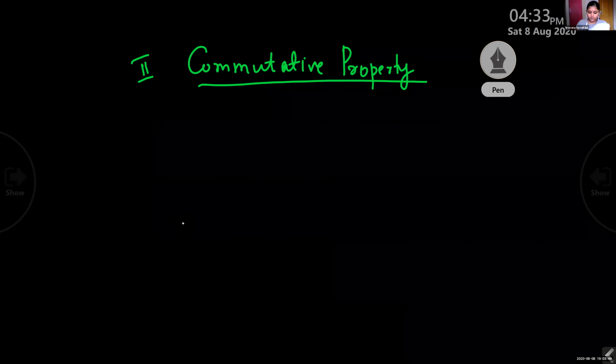Commute. The meaning of commute is to keep one in place of another. Okay, children? Keep one number in place of another, or change the number. The property is the commutative property. So it is like this. See children, I am giving one example. 3 plus 4. What is the answer? 7. And what is the answer of 4 plus 3? 7 itself, right? Yes, ma'am.